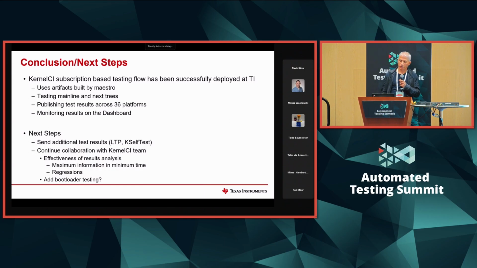In conclusion, it's really easy to become an origin for kernel CI. We have been able to use this to start submitting our test results. We find it as an advantage that we can use Maestro's artifacts instead of having to build it ourselves. Right now we're testing mainline and next trees, and we're publishing test results across 36 platforms and monitoring the results on the dashboard. For the next steps, we're looking to add more tests.